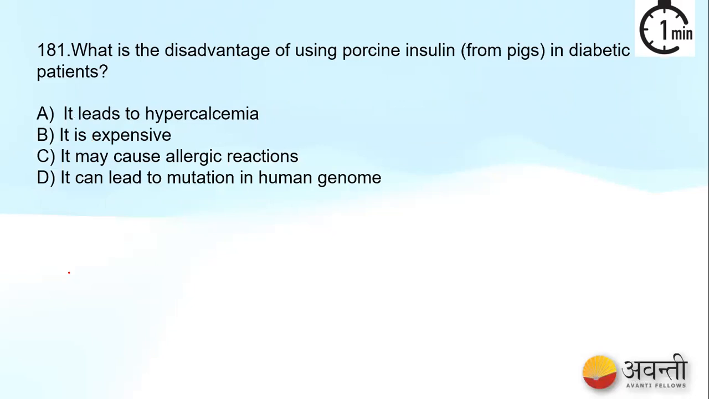What is a disadvantage of using protein insulin from pigs in diabetic patients? Here are our options. It leads to hypercalcemia. It is expensive. It may cause allergic reactions. It can lead to a mutation in human genome. So before we invented the methods to synthesize insulin using E. coli through genetic engineering, back in the days, the cows and the pigs were slaughtered, and the insulin from these cows and pigs were used as a treatment for the diabetic patients.